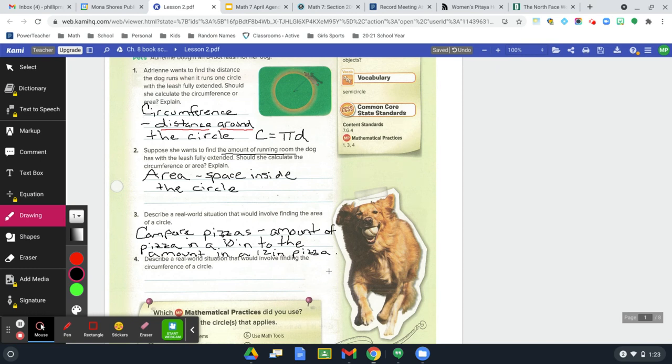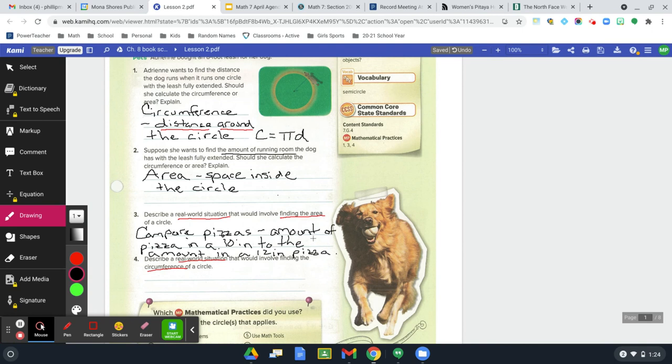Number 4, describe a real-world situation that would involve finding the circumference of a circle. Okay, so number 3 talked about area, finding the area, real-world situation. Number 4 is talking about real-world situation with circumference. So again, I'm going to give you one of my examples, but I'm sure you could also think of other possibilities.